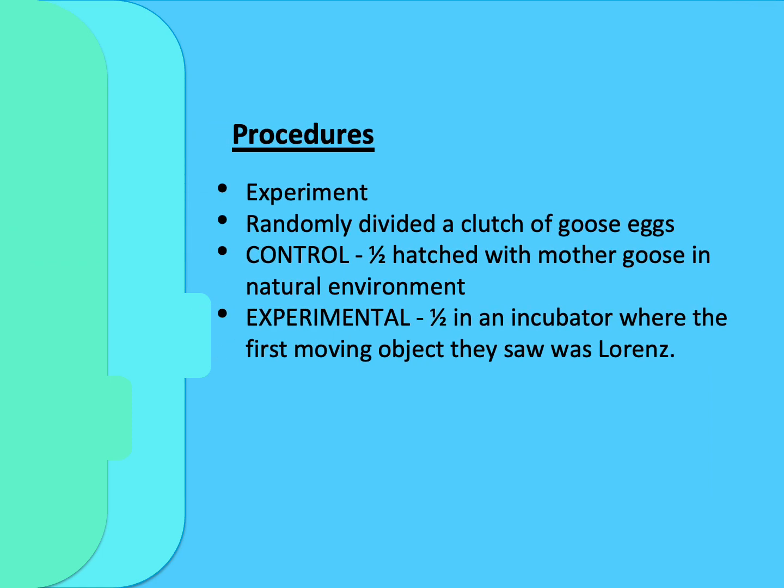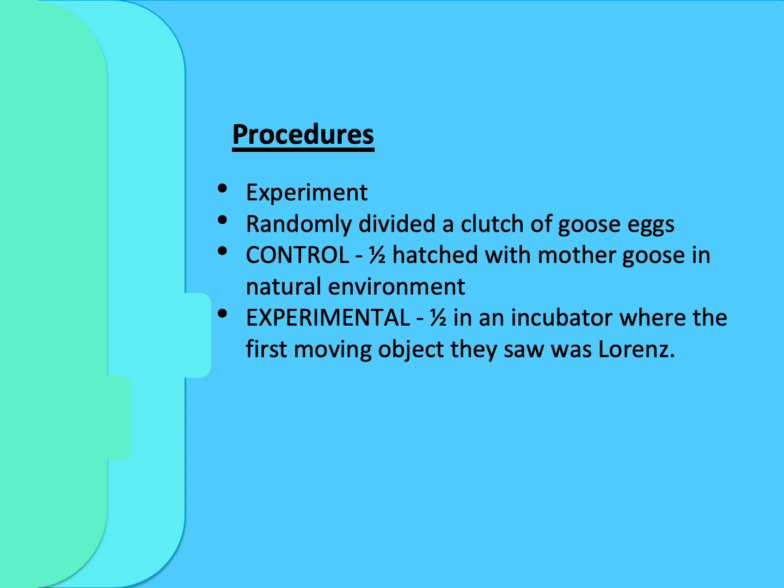in which it was a controlled lab experiment, as he randomly divided a clutch of goose eggs. He had half into a control group, where they would hatch with their mother goose in their natural environment, allowing him to make a comparison of any potential results. And then the experimental group, which he housed in an incubator to ensure that they would hatch as normally as possible. And the first moving object they saw was Lorenz. So he was trying to put it to the test: will these goslings attach to me if I'm the first moving thing they see?